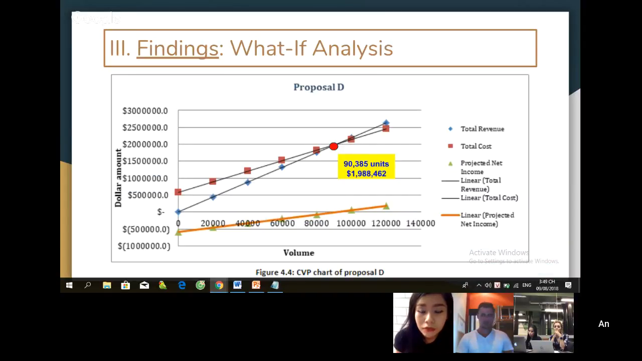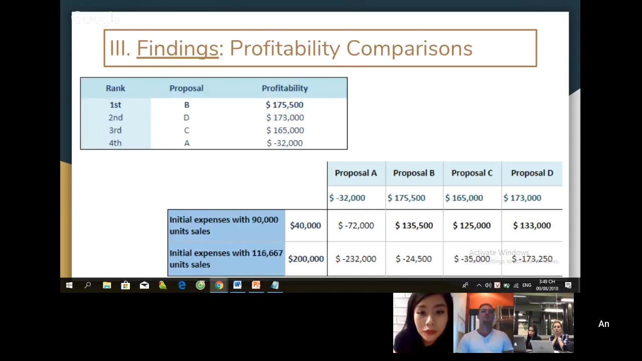So for proposal D, when Marathon reaches the break-even point of 19,385 units and generates sales of $1,988,462, it will start earning profit. So overall, this is the ranking of four proposals: proposal B ranked in the highest place, followed by D and C, while proposal A ranked at the bottom with the negative profit.